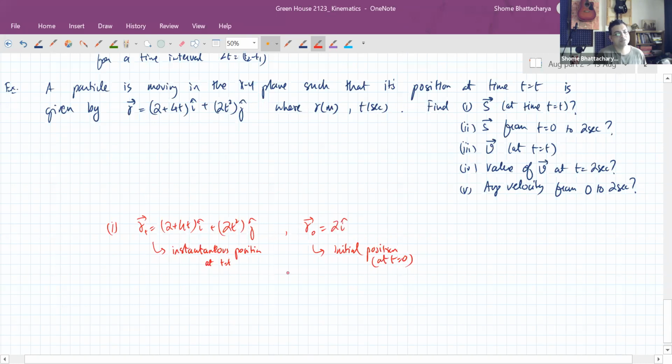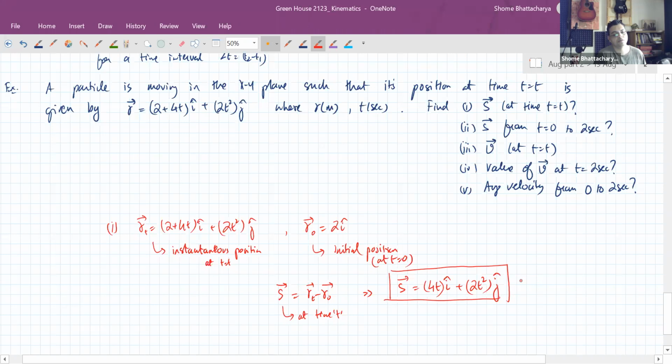Okay. So the displacement from this to this time, at time t, the displacement is the position at time t minus the initial position. So the displacement at any time t from the initial time becomes 4t i cap. You have to just subtract these two vectors. Okay. So 4t i cap plus 2t square j cap. So this becomes the answer to the first part. This is the displacement at any time t.